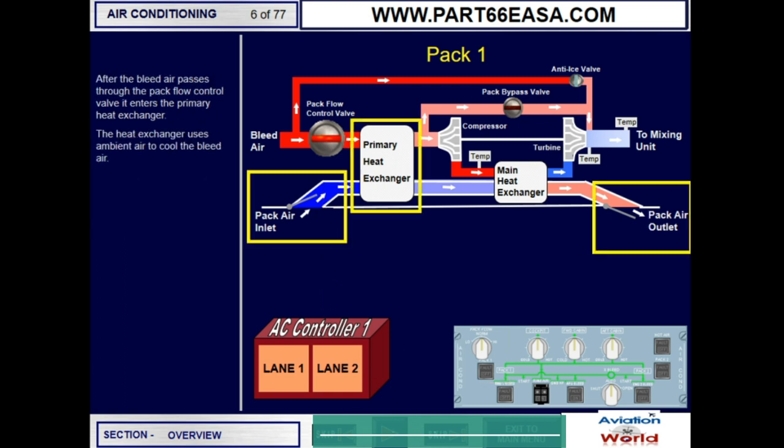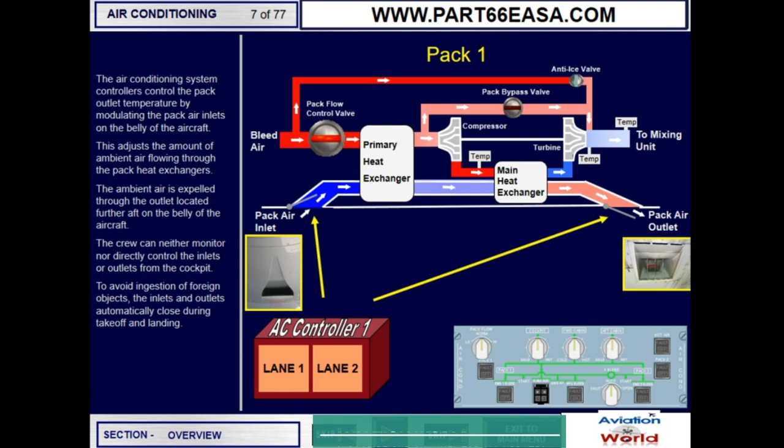After the bleed air passes through the pack flow control valve, it enters the primary heat exchanger. The heat exchanger uses ambient air to cool the bleed air. The air conditioning system controllers control the pack outlet temperature by modulating the pack air inlets on the belly of the aircraft. This adjusts the amount of ambient air flowing through the pack heat exchangers. The ambient air is expelled through the outlet located further aft on the belly of the aircraft.